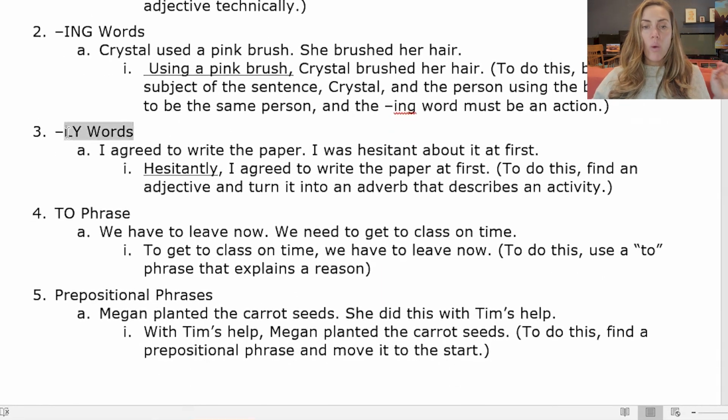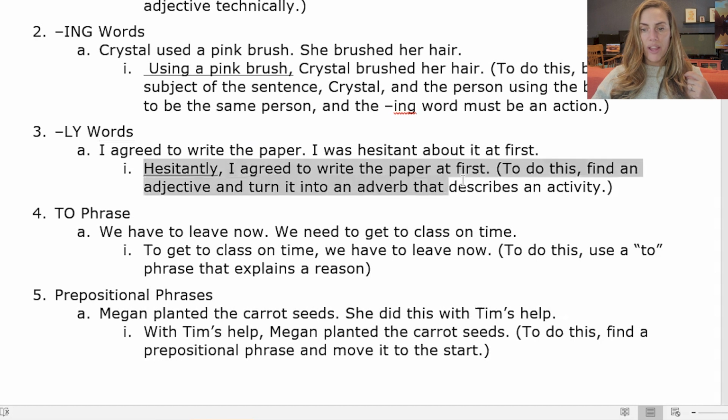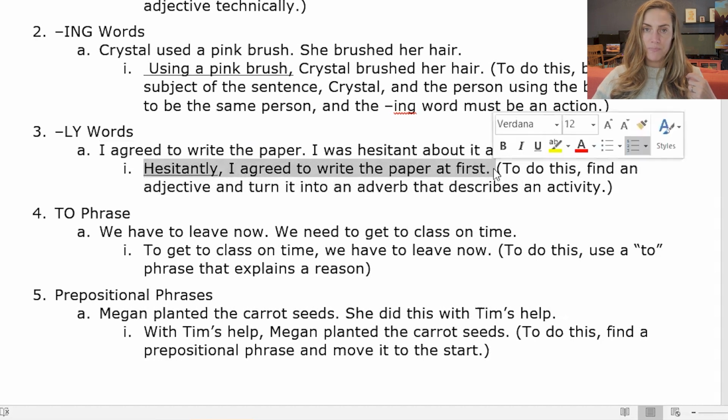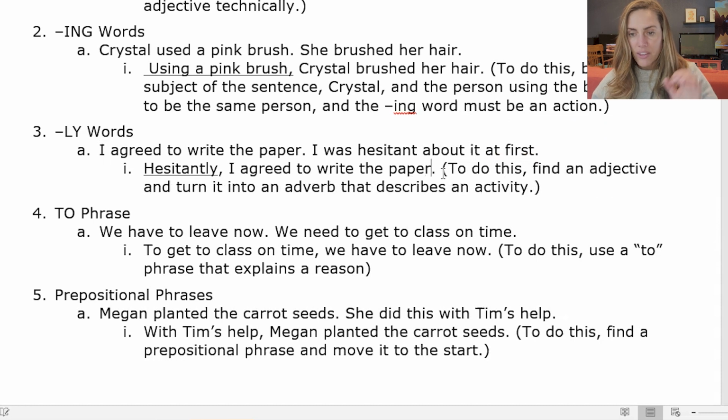Okay, LY words. You could start a sentence with the LY word. Look at this. I agreed to write the paper. I was hesitant about it at first. So combine those 2, make it more exciting. Say, hesitantly, I agreed to write the paper at first. Okay? And you can even take out that part that says at first. So hesitantly, I agreed to write the paper.